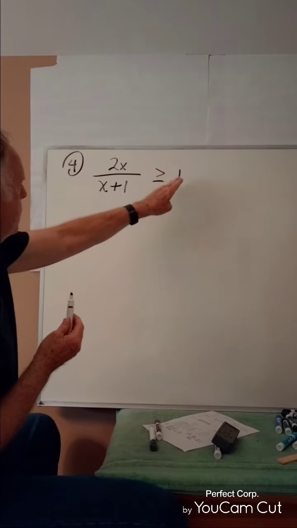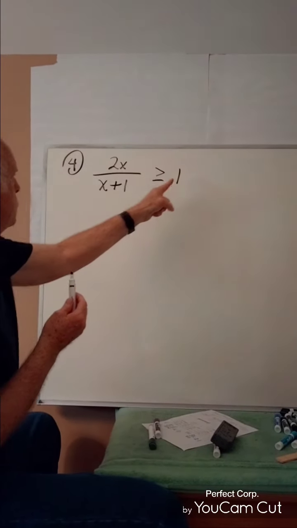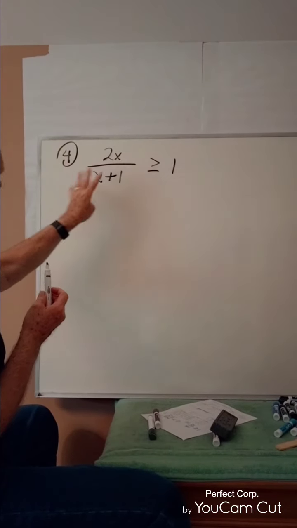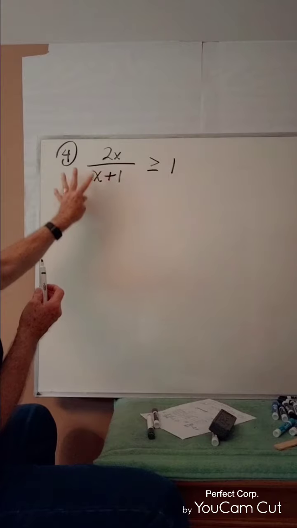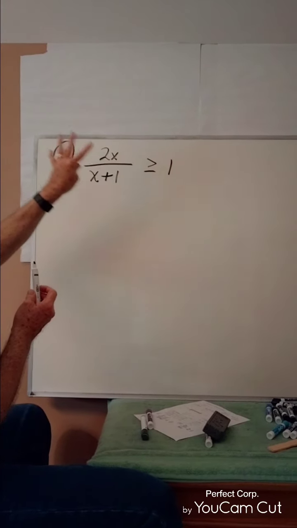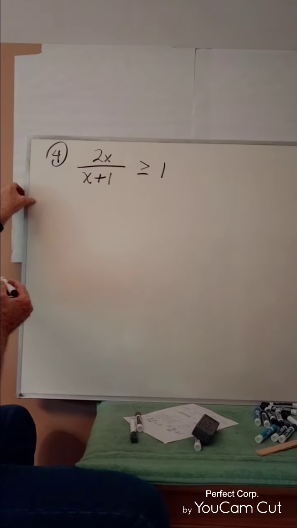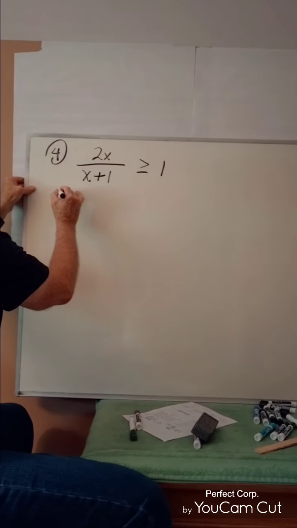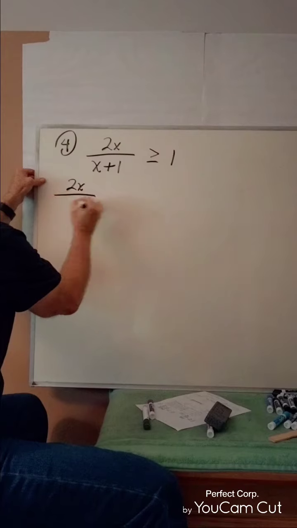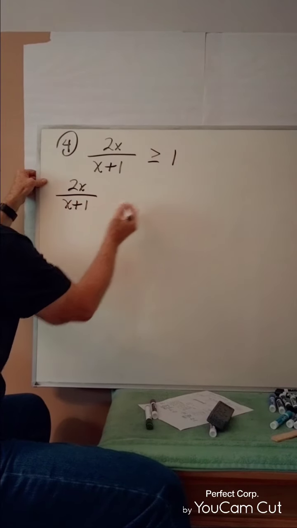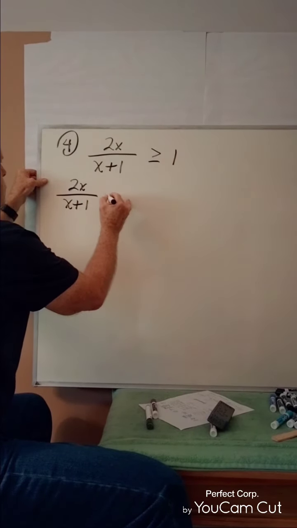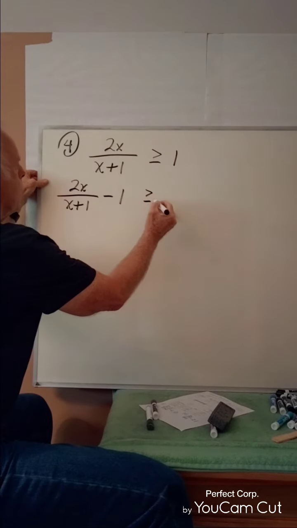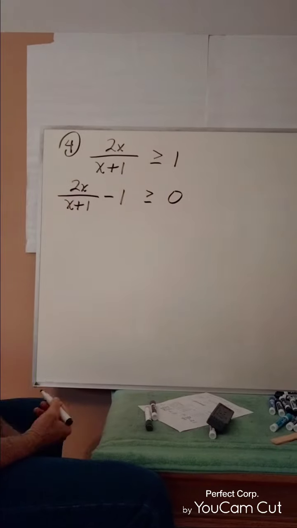We don't see a 0 over there on that right-hand side, so that 1 is going to have to move over to the left. And remember, when it gets moved over to the left, we're going to have to compute with the left because we can only have one fraction on the left-hand side. So let's get it set up first. 2x over x plus 1. Move him over and change his sign. Minus 1 is greater than or equal to 0.